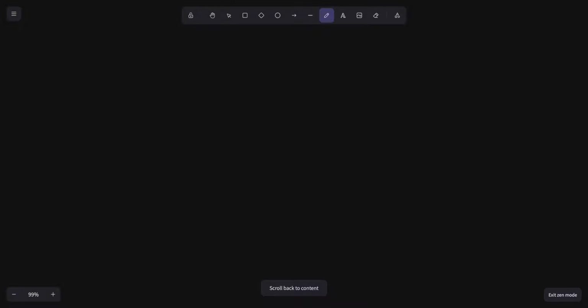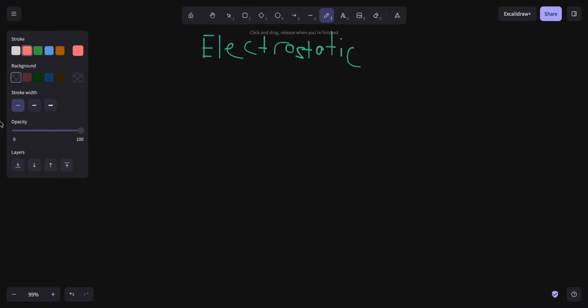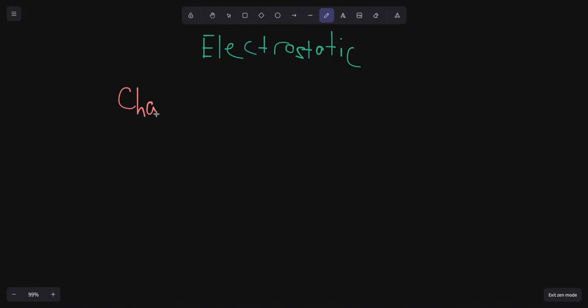Let's talk about electrostatics. So what exactly is electrostatics? What do you think about when you hear the word electricity? You think about charge, or at least that's what I think of. Like charging your phone, you use electricity for that. Static just means that it isn't moving. So electrostatics basically deals with charges that aren't moving.